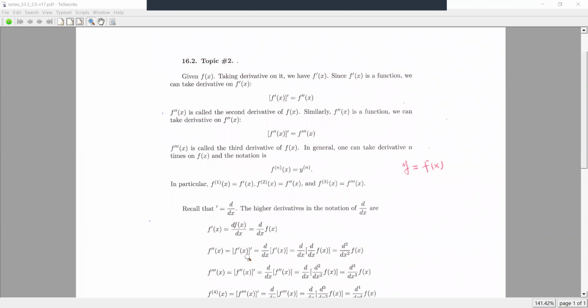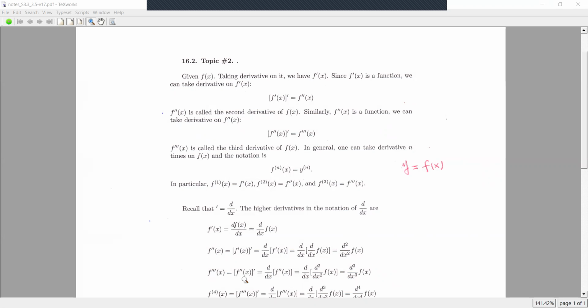Take derivative again. Replace this prime by d over dx. Then replace f prime of x by this. Then we have this equation. D times d is d squared. Dx times dx is dx squared. This is the notation for second derivative.